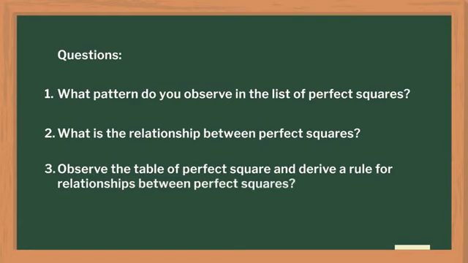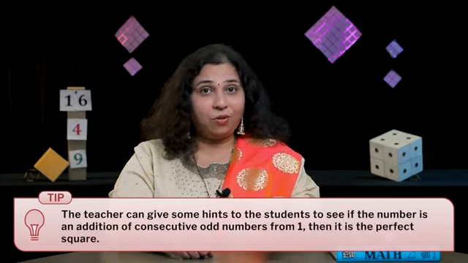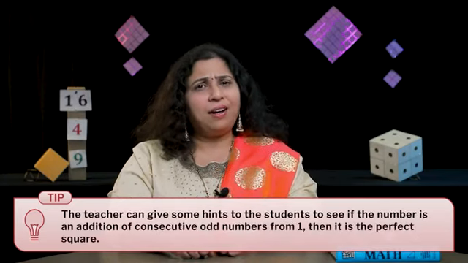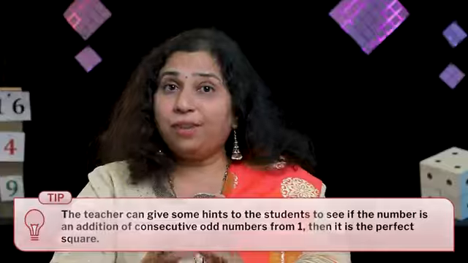And observe the horizontal rows and vertical columns, like squares of 41 to 50, squares of 61 to 70, then horizontal rows like squares of 5, 15, 25, 35, etc. And what rule they can derive from this. And then we can give certain hints also. Let us children find out what do you get with this activity.